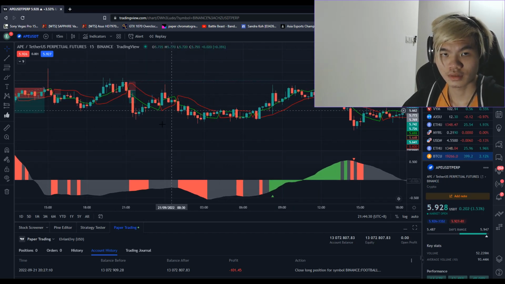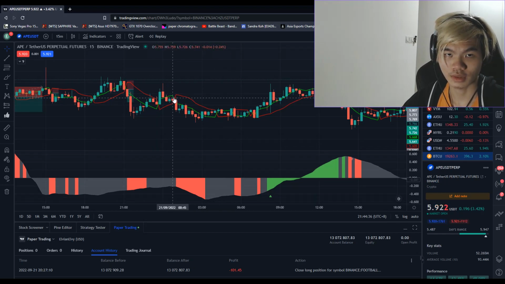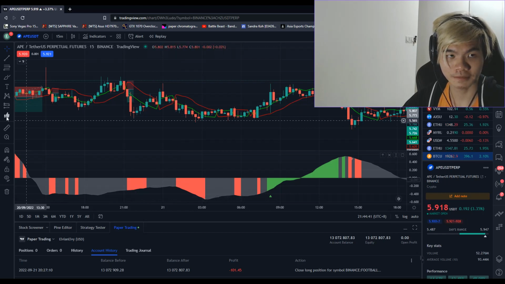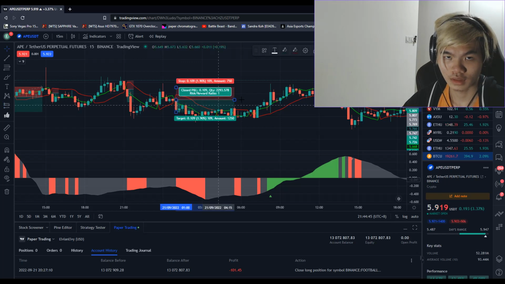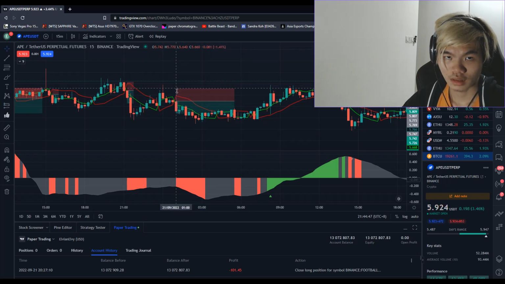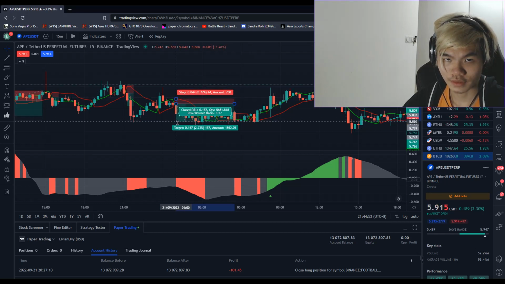Okay, so then we had another signal here that was invalidated. Thank God, because this was a false signal. And then we look at this play here, which was validated thanks to the red color here. So we enter another short play, then we'll put this at the recent swing high, and we'll target for 1.5.